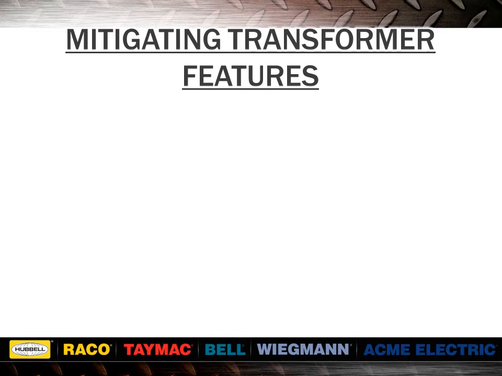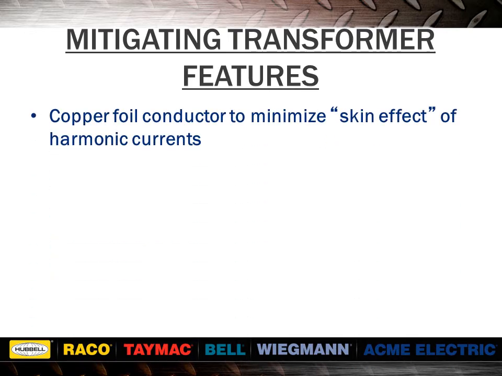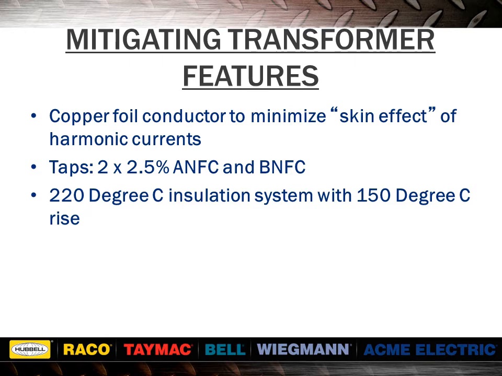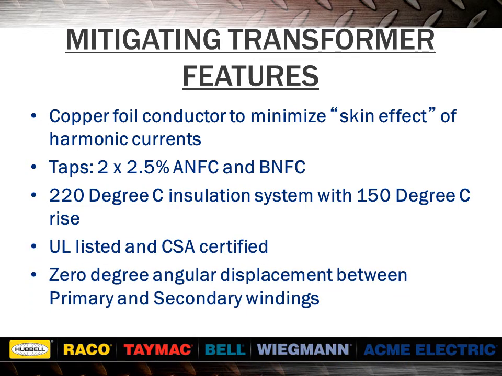Mitigating transformer features include copper foil conductor to minimize skin effect of harmonic currents, 2 taps at 2.5% above and below nominal, 220 degrees Celsius insulation system with 150 degrees Celsius rise, UL listed and CSA certified, and 0 degree angular displacement between primary and secondary windings.